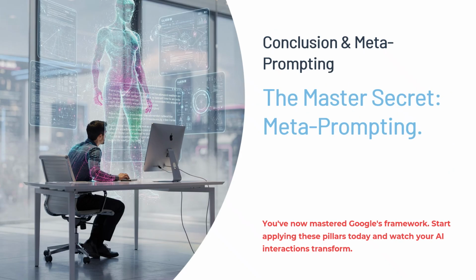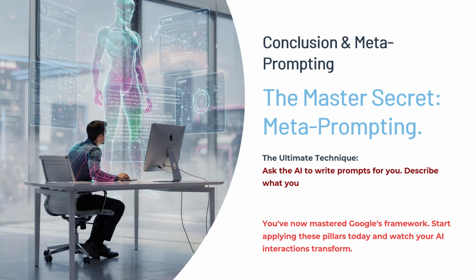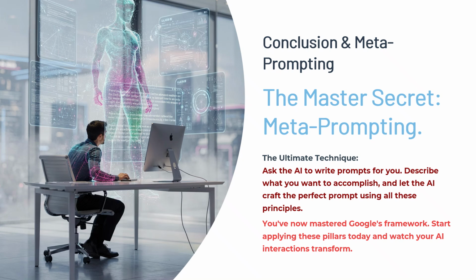The ultimate cheat code is meta prompting. Ask the AI to write prompts for you. Describe what you want to accomplish and let the AI craft the perfect prompt using all these principles. Follow this loop of task, context, and iteration, and you will save hours of work every week.